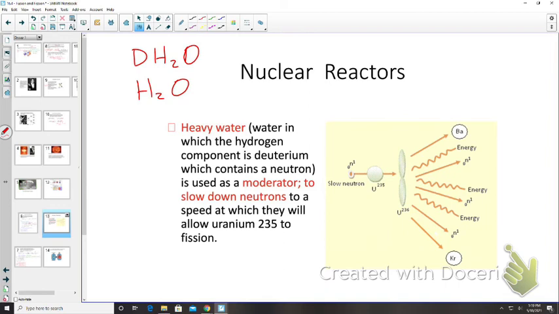Remember, fission is when we have a nucleus with a large mass number, a large atomic number. So we have A greater than 120. We will have fission. So uranium-235 will undergo fission indeed.